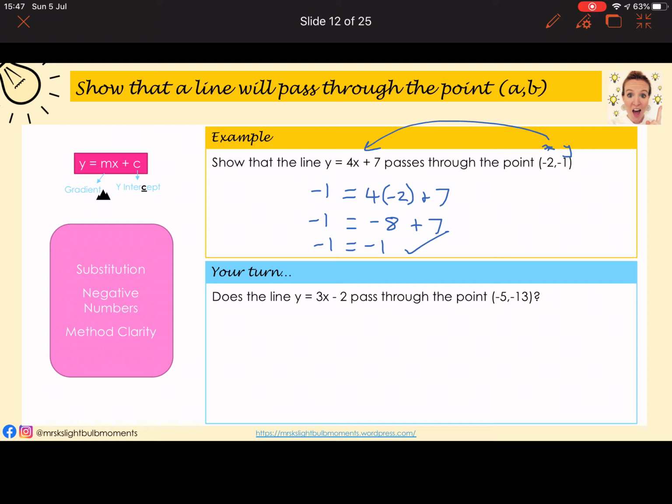Slightly different wording for your one. Can you have a go at that? So does the line y equals 3x minus 2 pass through the point (-5, -13)?